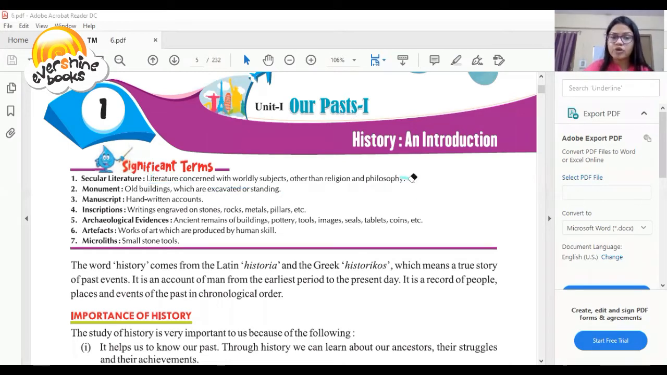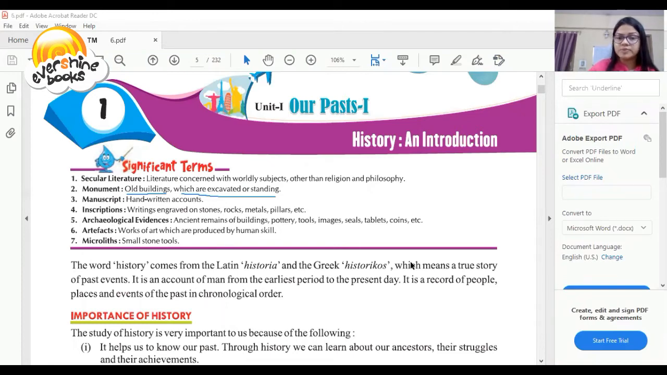The second important term is monument. Dear student, what is a monument? Monuments are old buildings which are excavated or standing. That is called a monument.